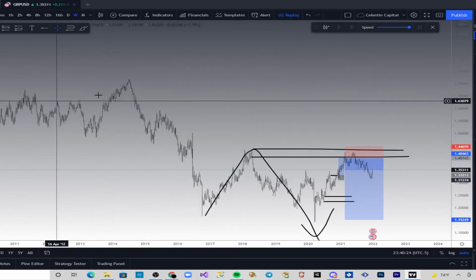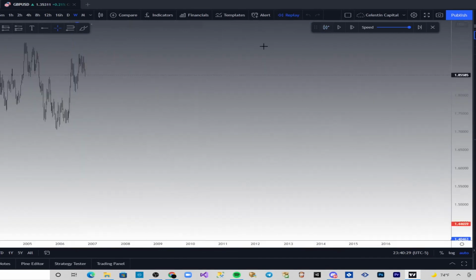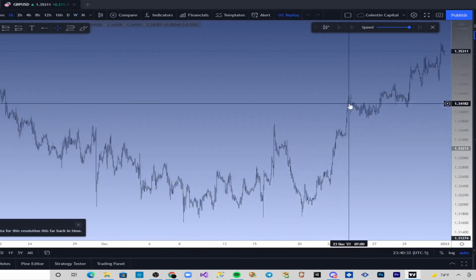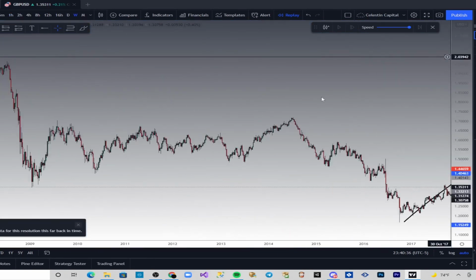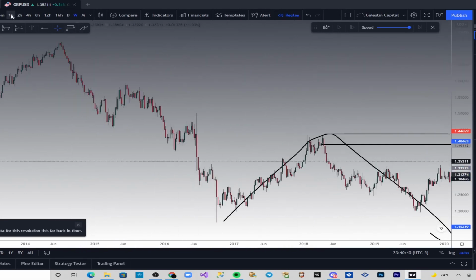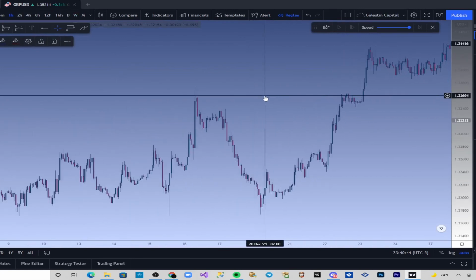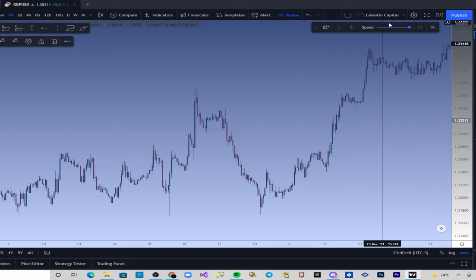If we drop down to the 1 hour, we can look for, oh shoot, I can't go that far back. All right. If we drop down to the 1 hour, we can see the same thing. Higher time frame, 1 hour shows us bullishness.